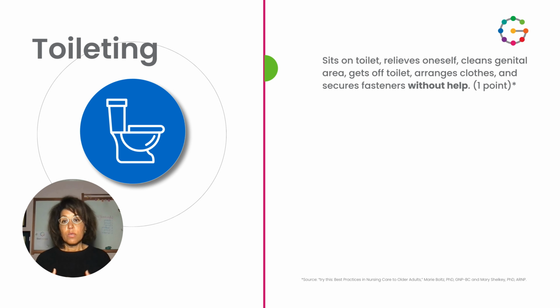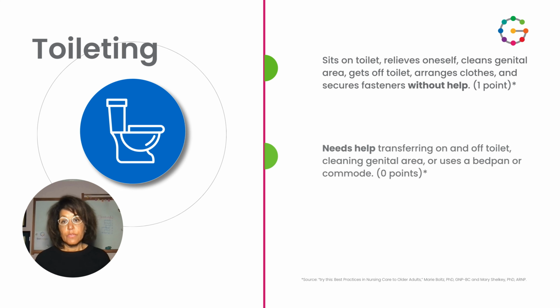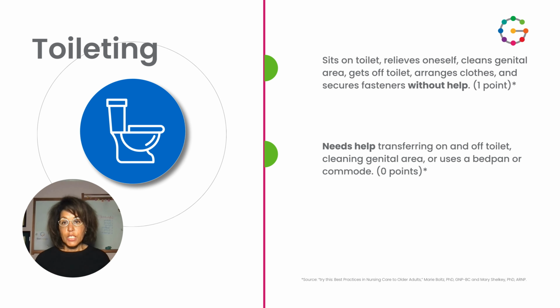For toileting, you're going to look at a couple of things. First, how well can they get in and out of the bathroom? Then how well can they get on and off the toilet? And then once they're done relieving themselves, can they do the proper hygiene and refasten their clothes? We also want you to look at if there's any fall or accident risks in the bathroom.